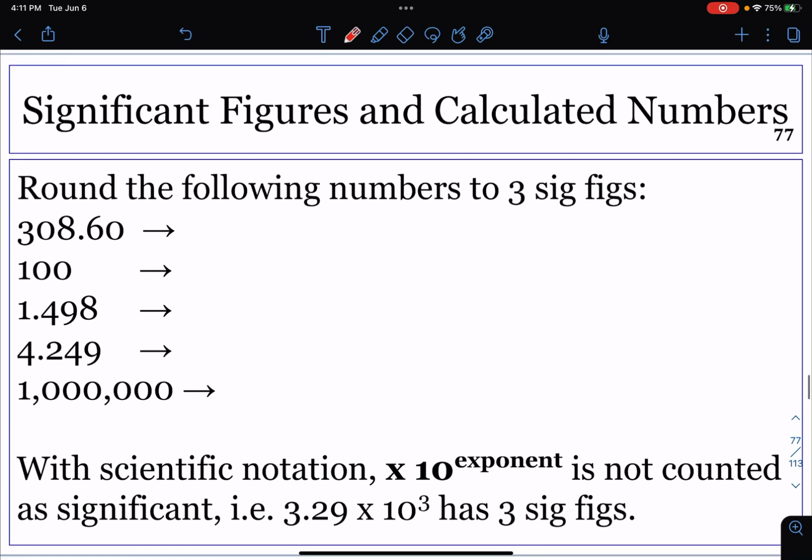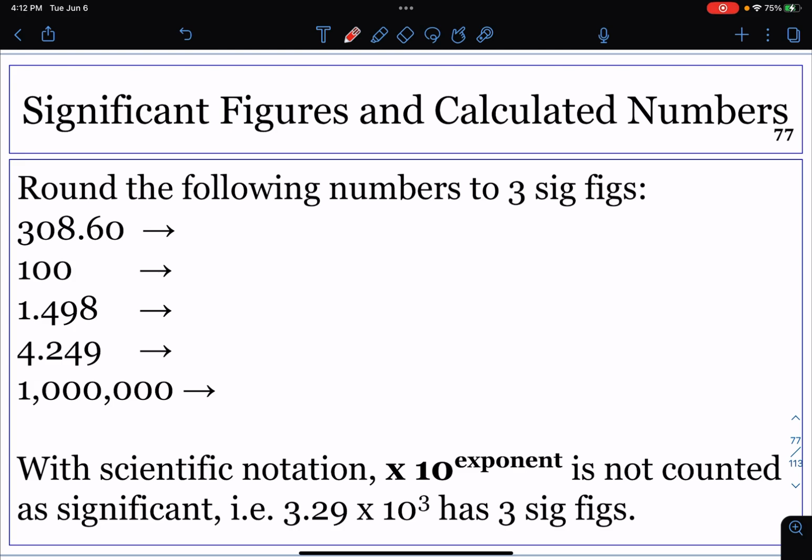So for example, I might tell you in the quiz or test problem, round the following numbers to 3 significant figures, or round your answers to 3 sig figs. So let's practice that. 308.60. So let's say you did some calculations for the chemistry problem. Your calculator popped out 308.60. Are they all significant? Well, maybe not. So I'm telling you to round it to 3 sig figs. So I'm saying only 3 significant figures are significant or important for the measured value.